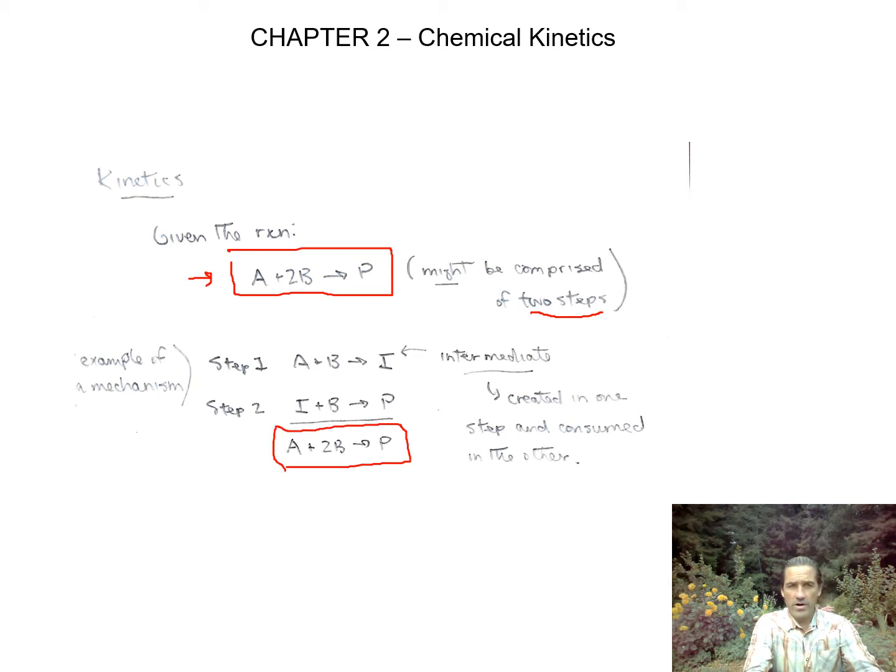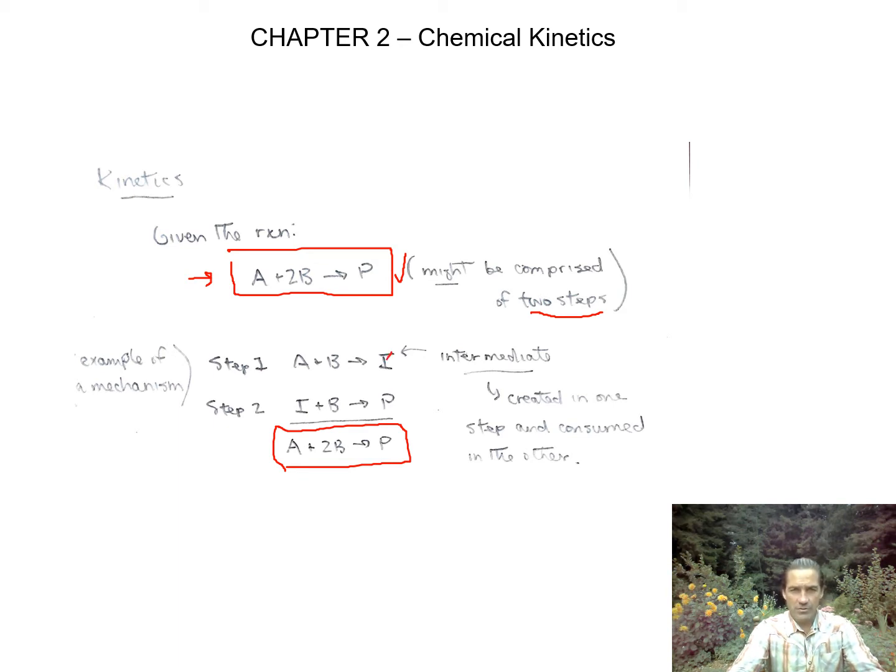So for example, maybe this actually occurred in two steps, where the first step was A plus B went to, say, I, which I is abbreviated for an intermediate. This occurs a lot of times. You don't ever see the intermediate in your equation because it's created in one step and consumed in another. But this is very common in many chemical reactions. So the intermediate then goes on to react with B to produce the product.